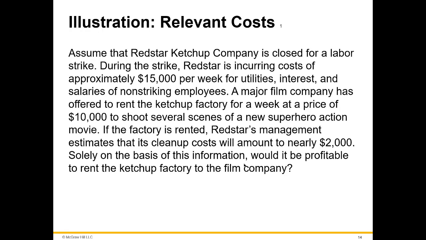So let's assume that Red Star Ketchup is closed for a labor strike. During the strike, Red Star is incurring costs of approximately $15,000 per week for utilities, interest, and salaries of the non-striking employees. A major film company has offered to rent the ketchup factory for a week at a price of $10,000. Okay, if the factory is rented, Red Star's management estimates that its cleanup costs will amount to nearly $2,000. Solely on the basis of this information, would it be profitable or not for the company to rent the ketchup factory to the film company?